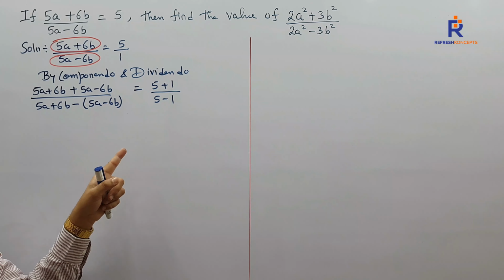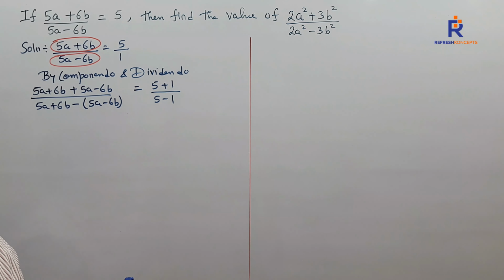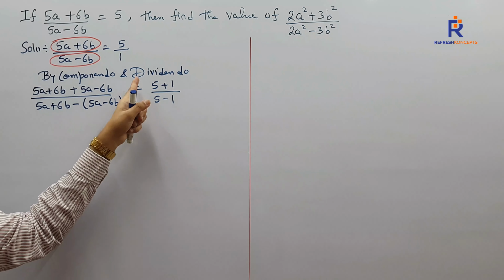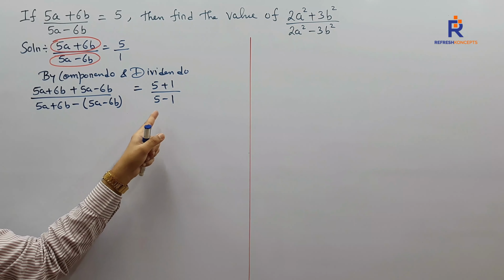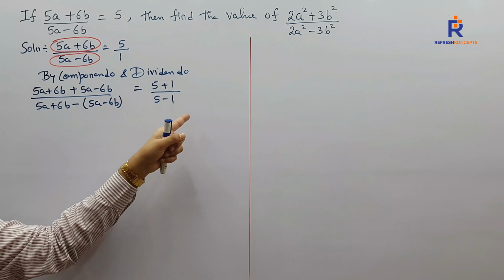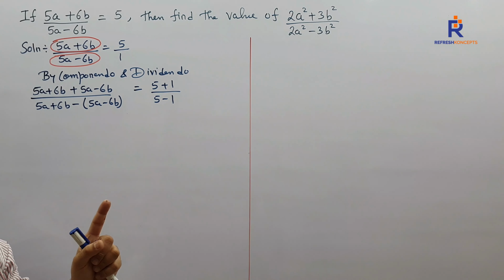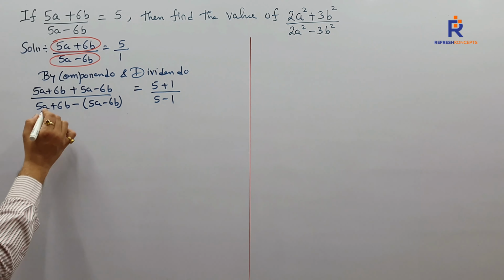That's the first thing which many students do, a silly mistake. The second silly mistake: it is 5 plus 1 and not 1 minus 5. There are many who might take 1 minus 5. It is 5 plus 1, 5 minus 1. Numerator plus denominator, numerator minus denominator. Let's see what happens.